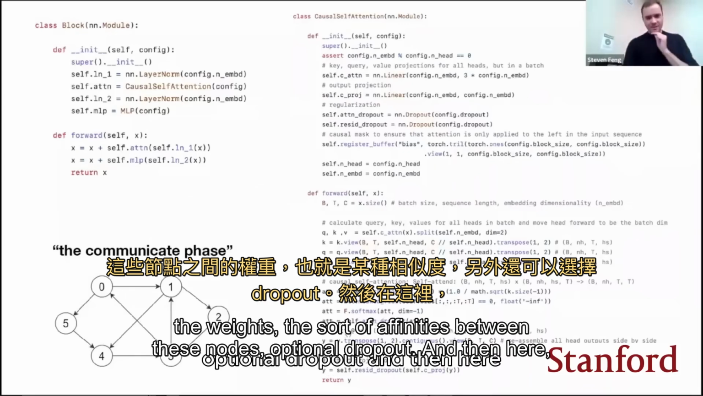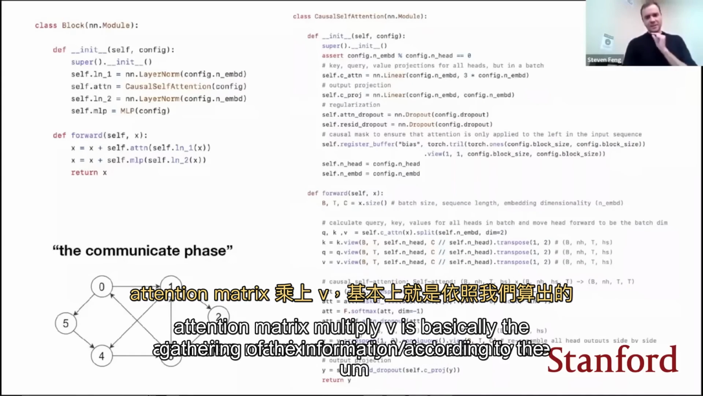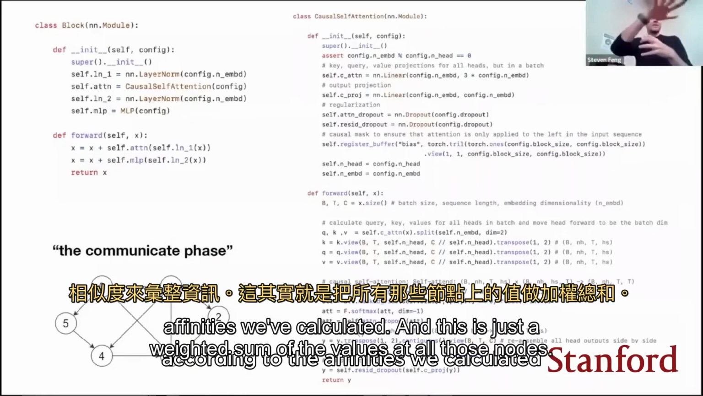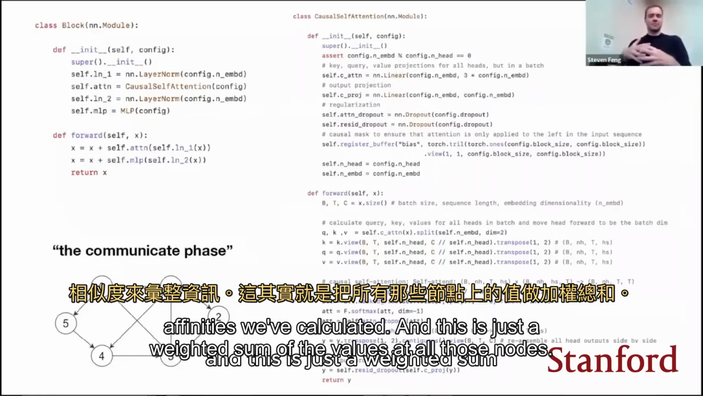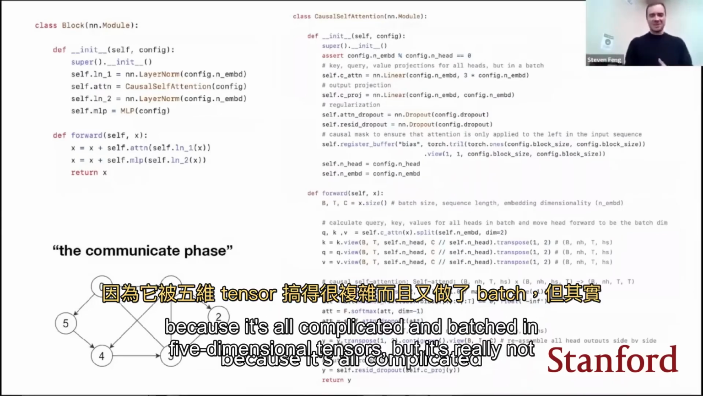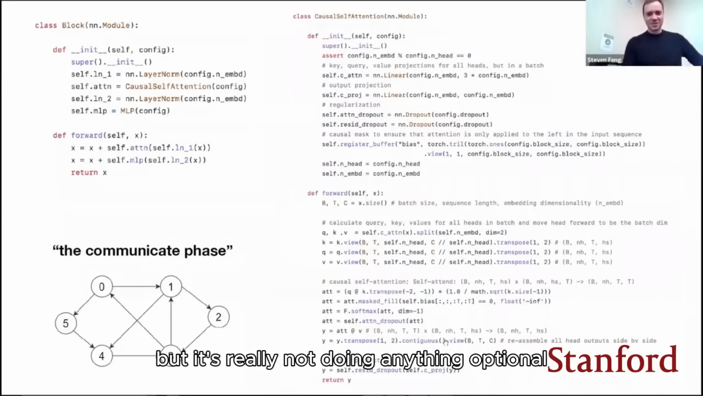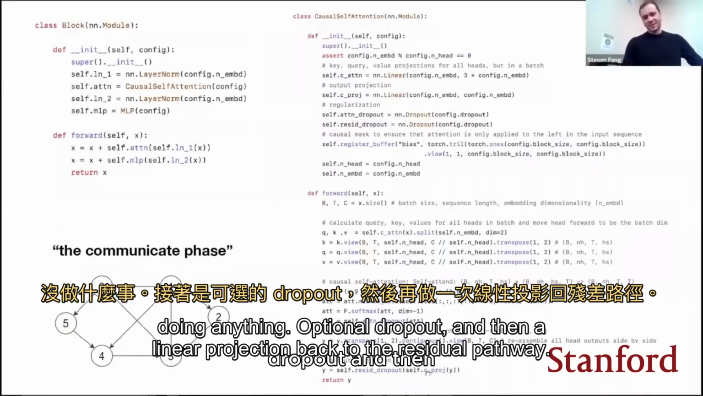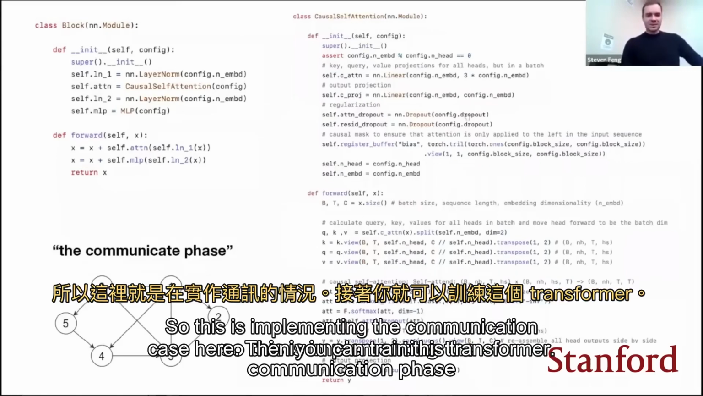optional dropout, and then here attention matrix multiply V is basically the gathering of the information according to the affinities we've calculated. And this is just a weighted sum of the values at all those nodes. So this matrix multiply is doing the weighted sum. And then transpose contiguous view, because it's all complicated and batched in 5-dimensional tensors, but it's really not doing anything. Optional dropout, and then a linear projection back to the residual pathway. So this is implementing the communication phase here.